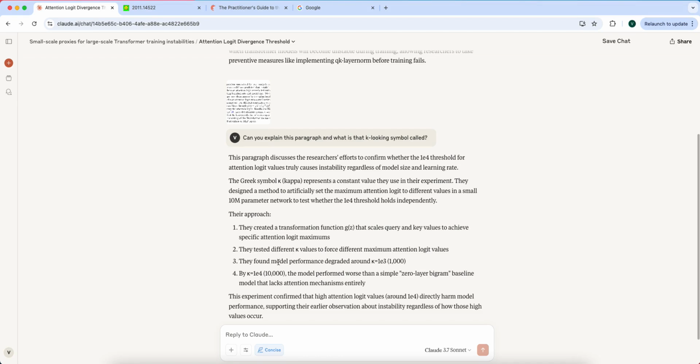They found model performance degraded around 1,000. By 10,000, the model performed worse than a simple zero-layer bigram baseline model that lacks attention mechanisms. This experiment confirmed that high attention logit values directly harm model performance, supporting their earlier observation about instability regardless of how those values occur. Regardless of model size.